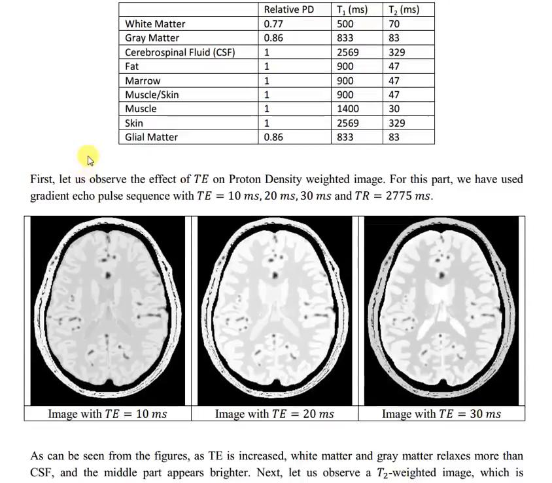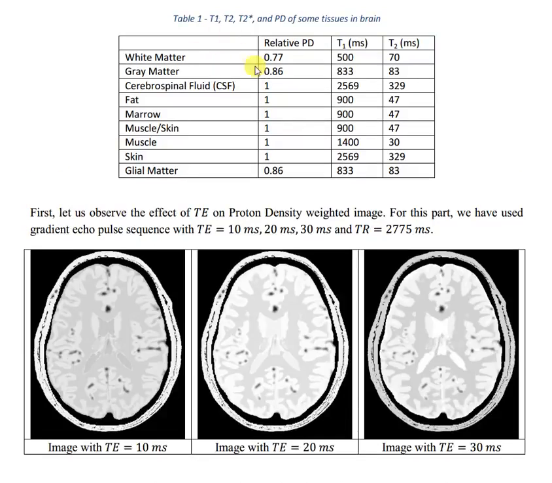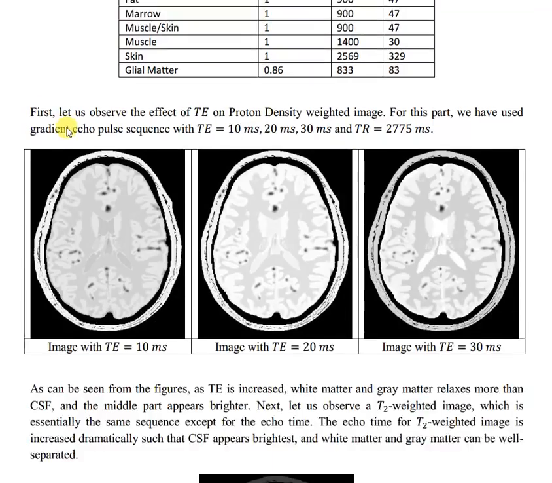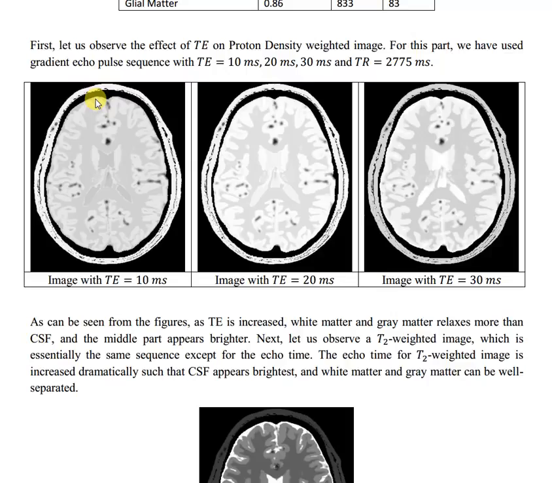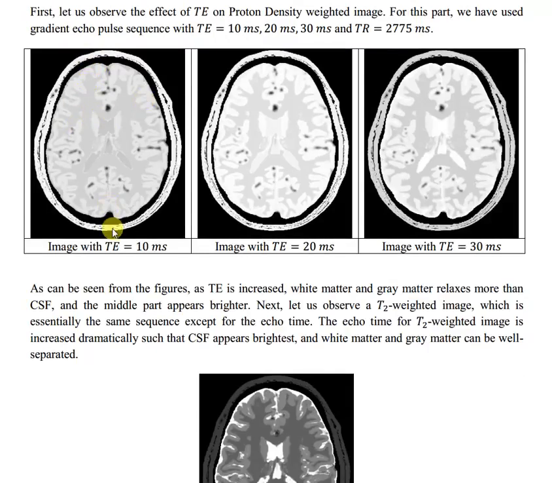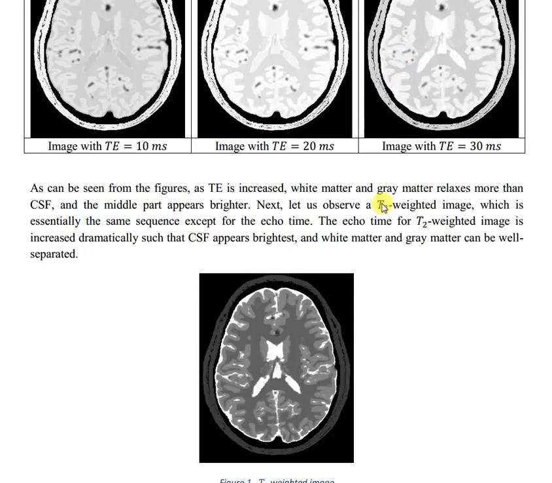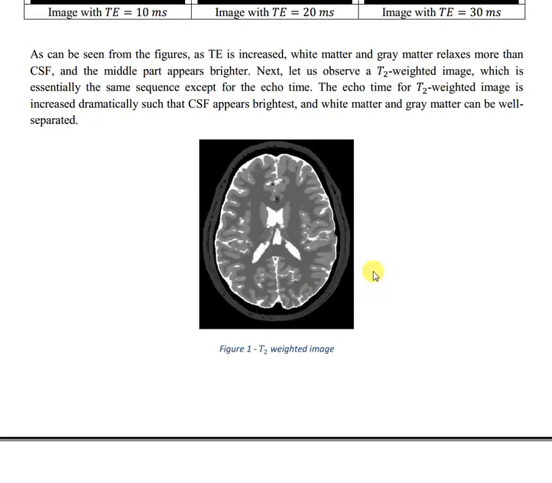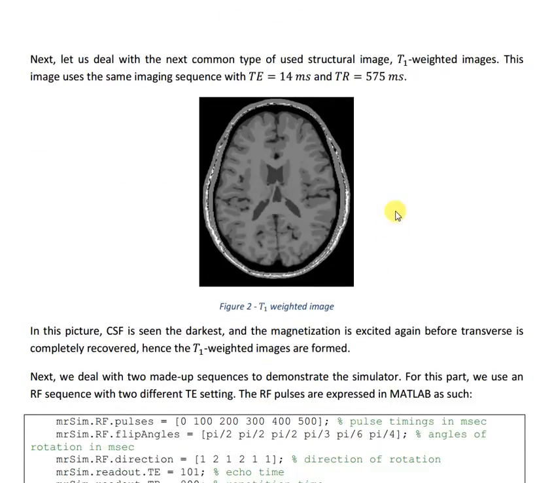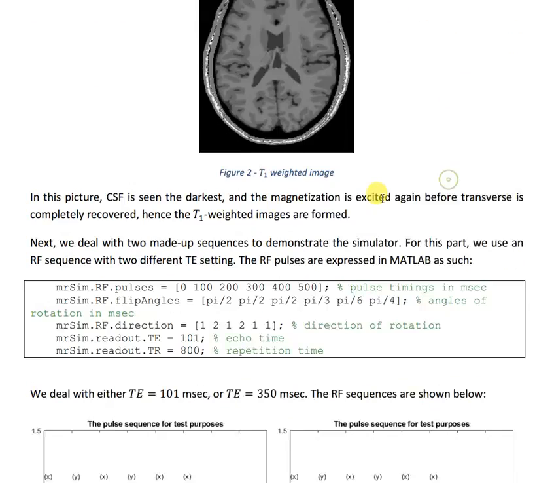I'm just going to skip to the results. I've used these parameters to simulate each tissue, and then I've multiplied each tissue by its density. With TE equals 10, 20, and 30, we can get these images. Then this is a T2 weighted image. This is a T1 weighted image with these parameters.